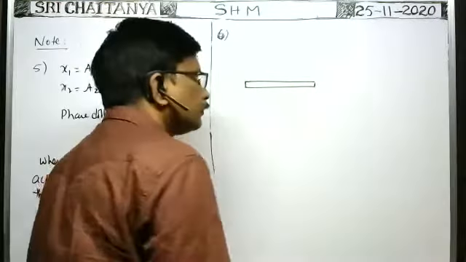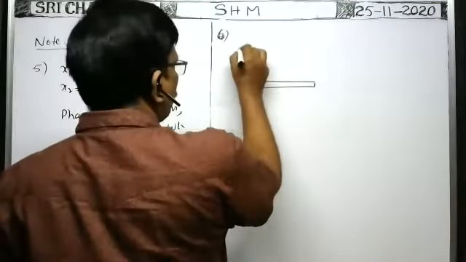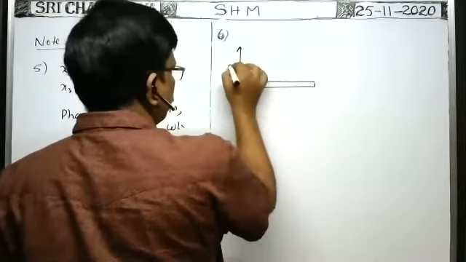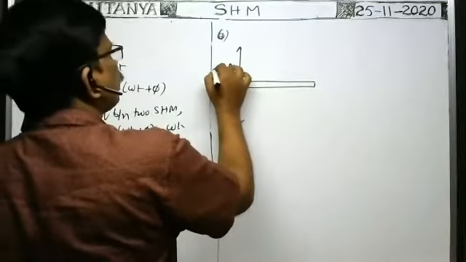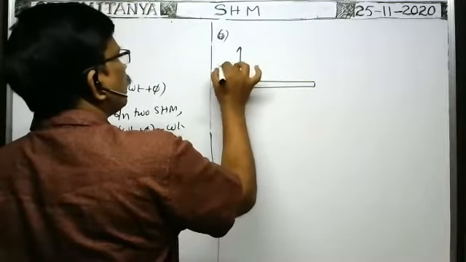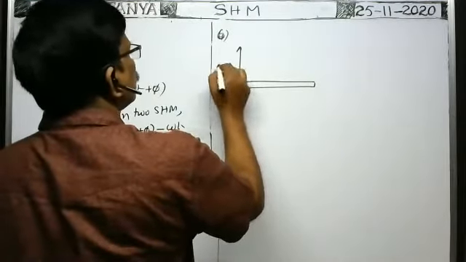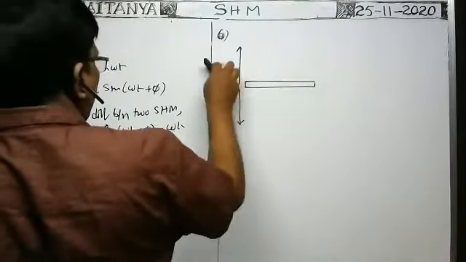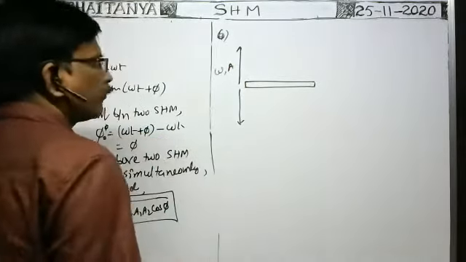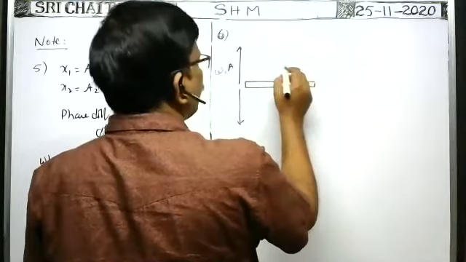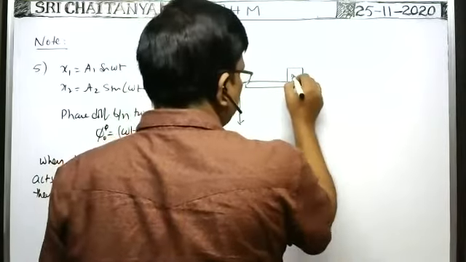It is a platform moving up and down with certain amplitude A and angular frequency omega. This platform is moving up and down along the vertical direction with angular frequency omega and amplitude A. One block or one particle of mass m is kept over the surface of this plank.